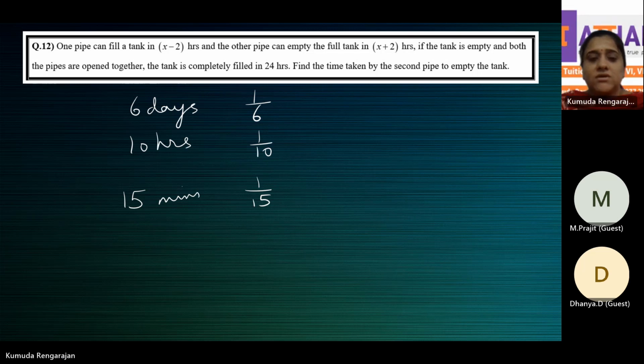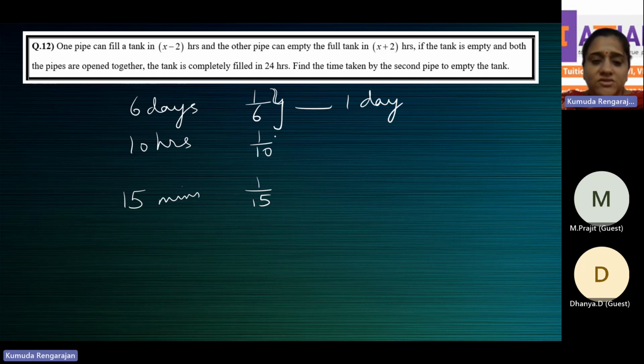So the reciprocal of the total time taken will represent the fraction of work you do in unit time. This is the fraction of work you do in 1 day. This is the fraction of work you do in 1 hour. This is the fraction of work you do in 1 minute.